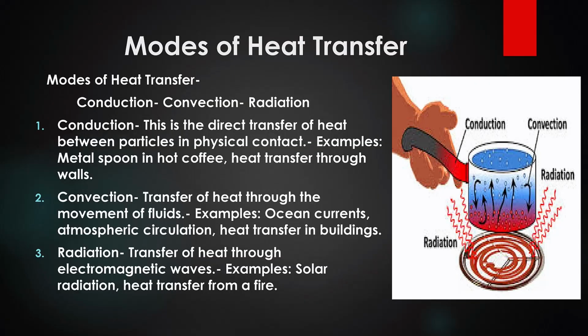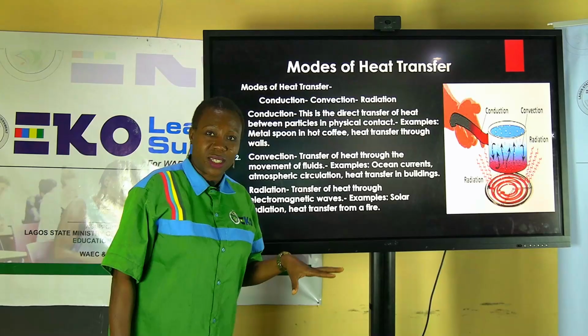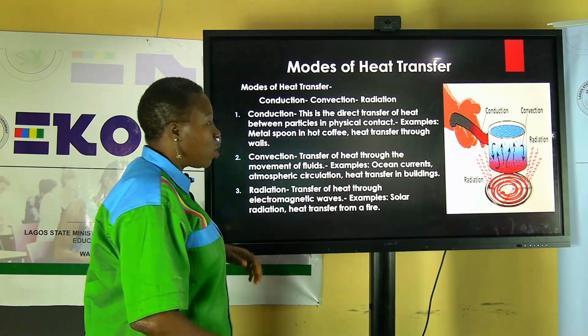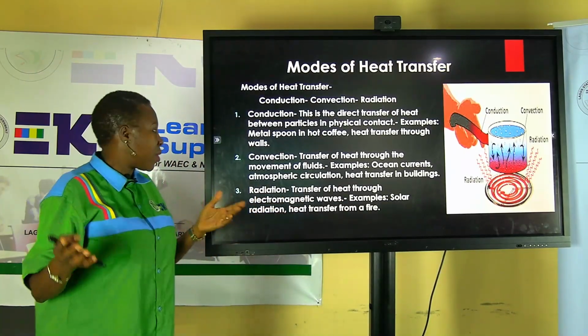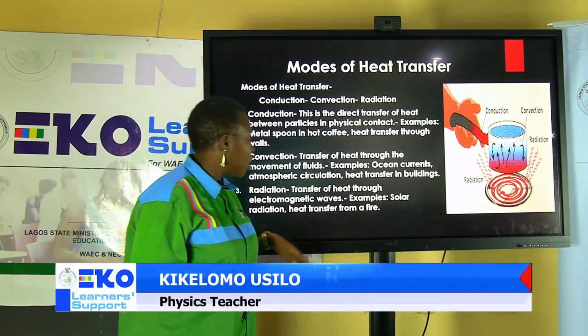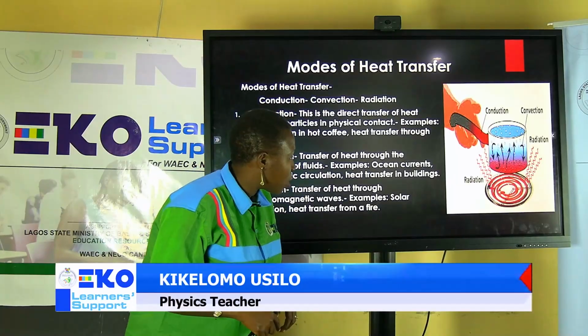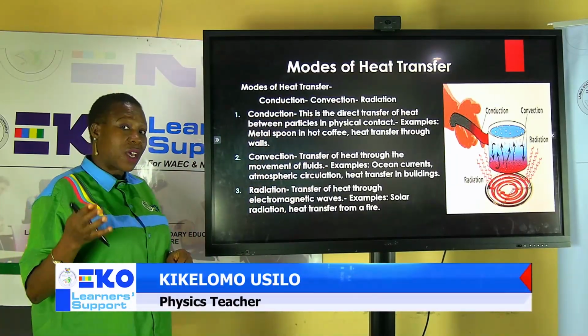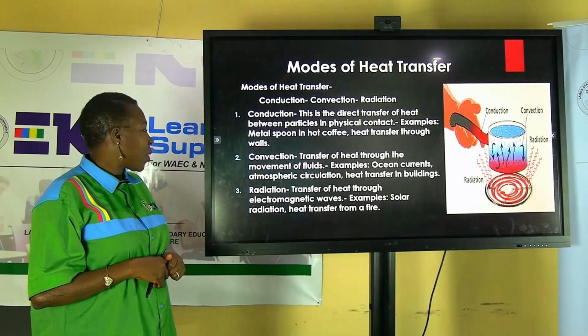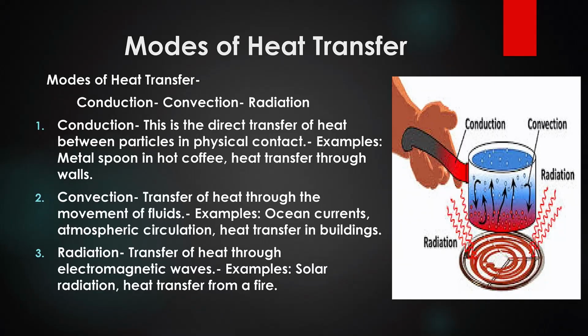Then we have convection. This is the transfer of heat through the movement of fluids. Examples are ocean currents, where we have the land and sea breezes, then atmospheric circulation, and heat transfer in buildings. Radiation. This is the transfer of heat through electromagnetic waves. Examples are solar radiation and heat transfer from a fire.